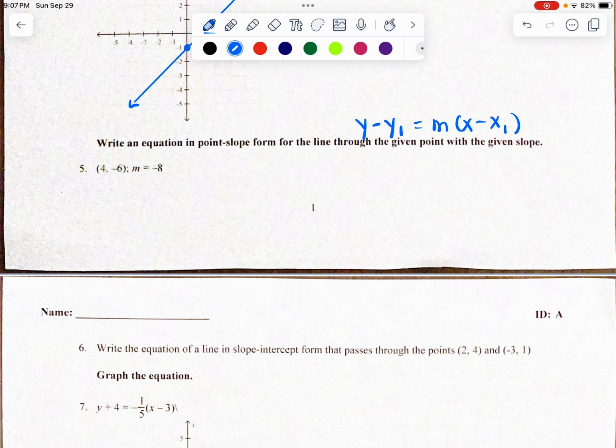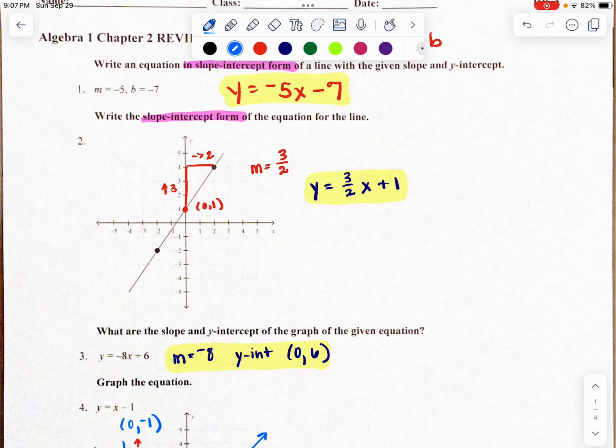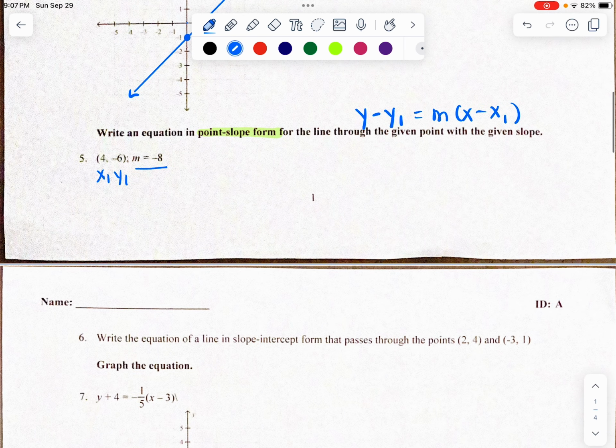So number 5. Now again, make sure and read the directions. It says write an equation in point-slope form that goes through the point and the given slope. So my point I know is my x1 and my y1, and of course the slope is negative 8. So here you're just going to do kind of like what we did back up on number 1, where you're just going to take the values and you're going to plug them into the equation. So y minus, so since it's minus a negative 6, it's really y plus 6. My slope is negative 8. And the x value is 4, so x minus 4.